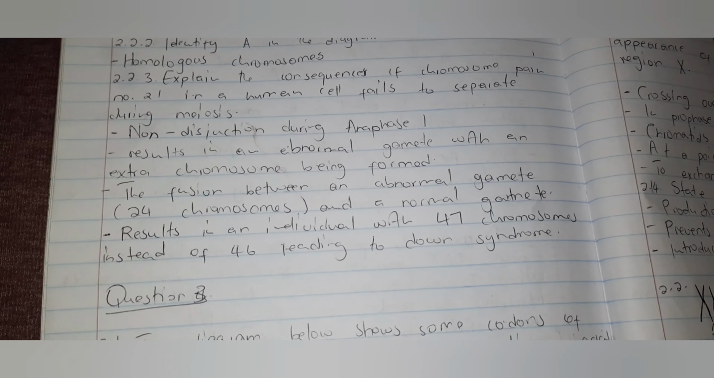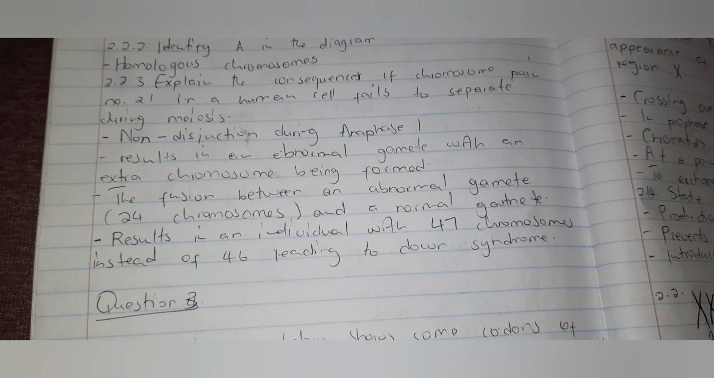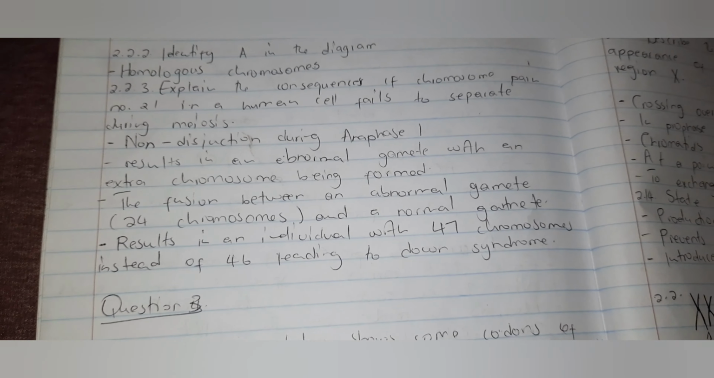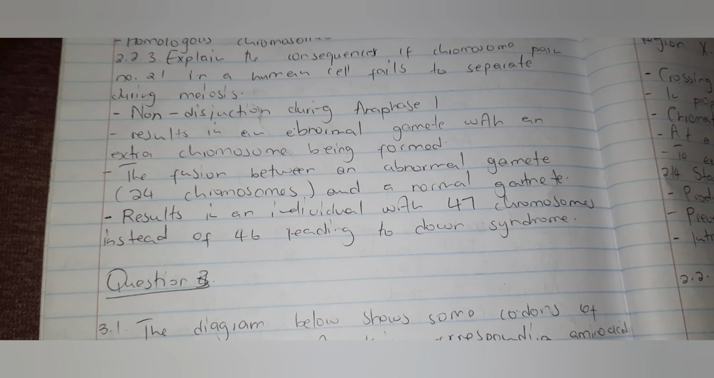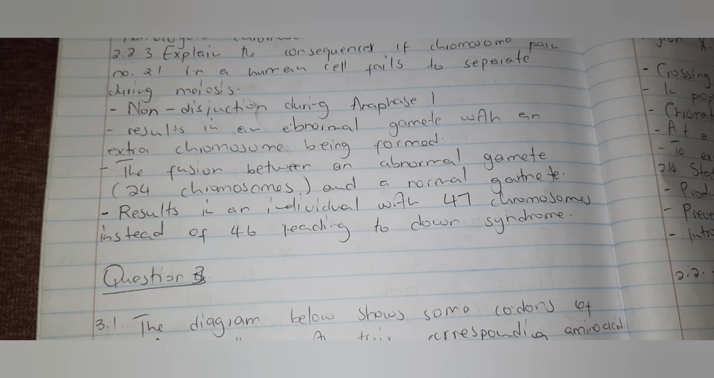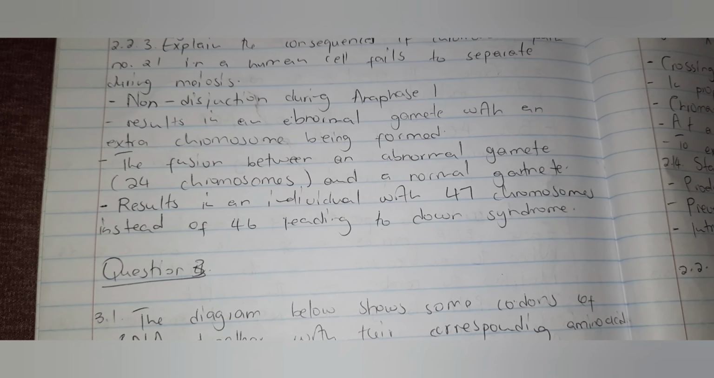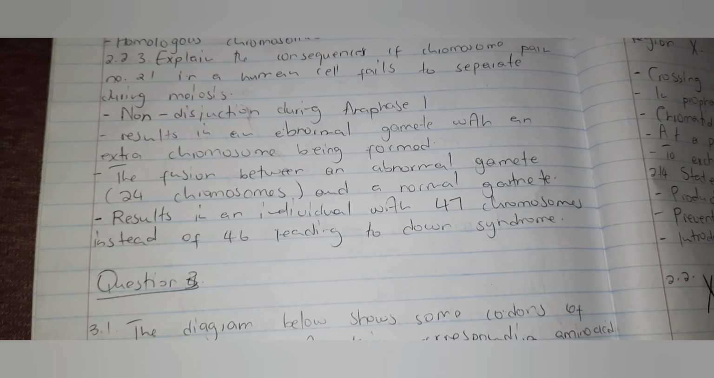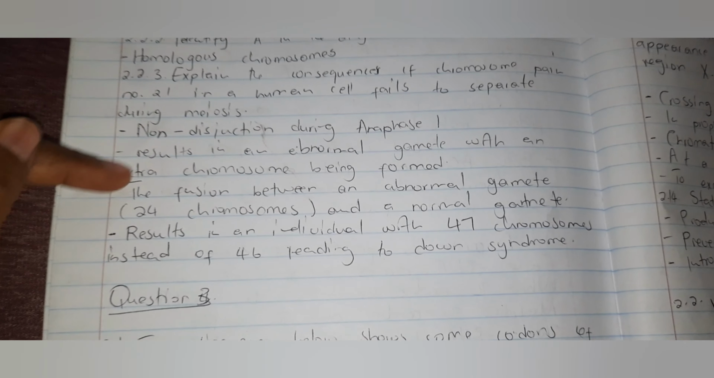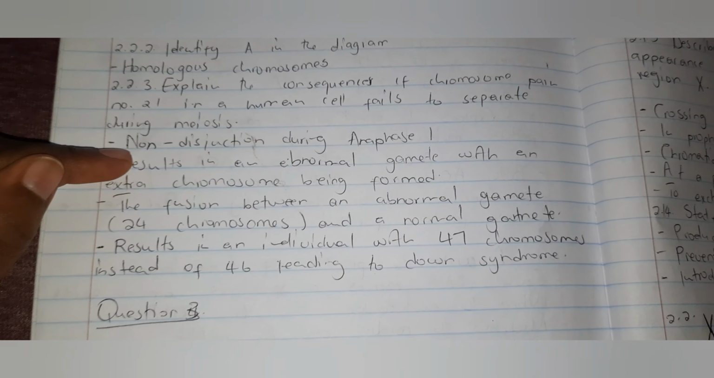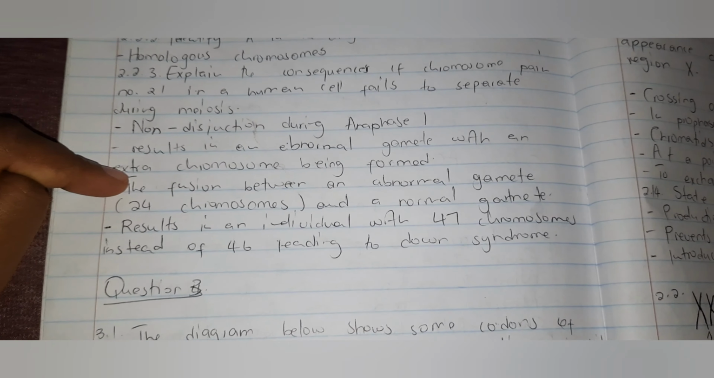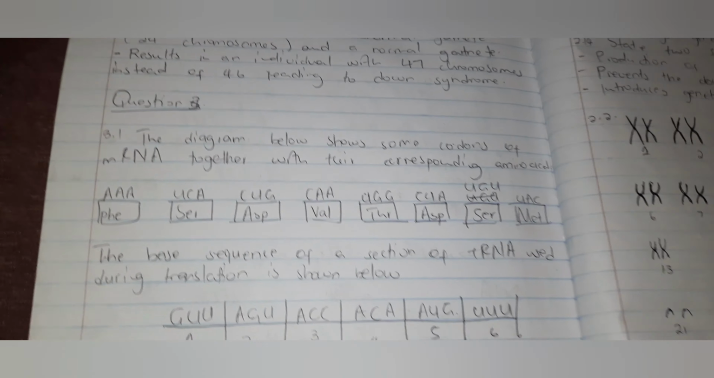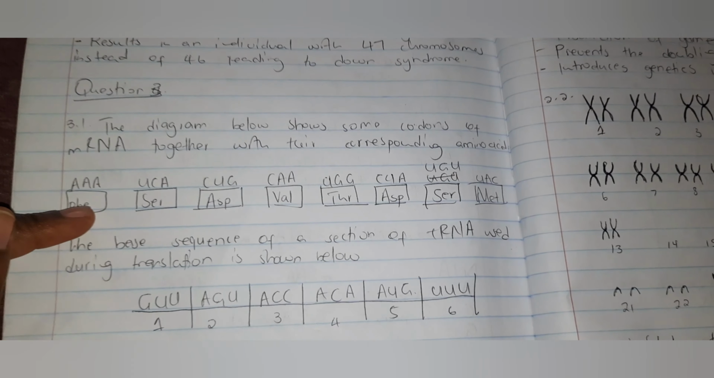The fusion between an abnormal gamete, 24 chromosomes, and a normal gamete results in an individual with 47 chromosomes instead of 46, leading to Down syndrome. When you're answering this question, check the mark allocated to it, and then answer based on the mark allocation. Let's move on to question number 3.